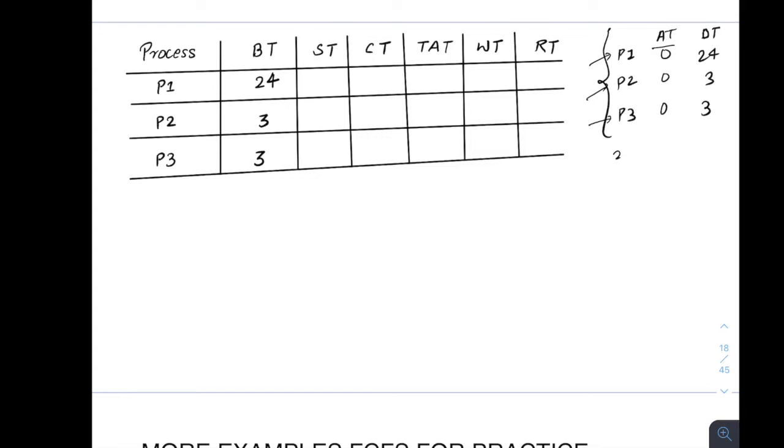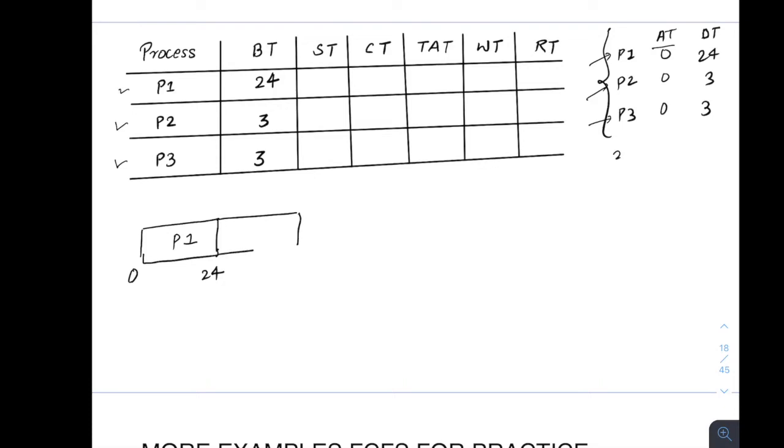Now let's try to solve this problem. For all of these problems, we will draw the Gantt chart, which gives the flow of how the scheduling is happening. As I told you, arrival time is 0 for all, so P1 arrives first, then P2, then P3. This is given in the question. At time 0, we are assuming the starting time is 0. P1 arrives first, so it will get the CPU first. Till what time will it get it? This is non-preemptive, so it will run till it completes, a total of 24. Now this is completed.